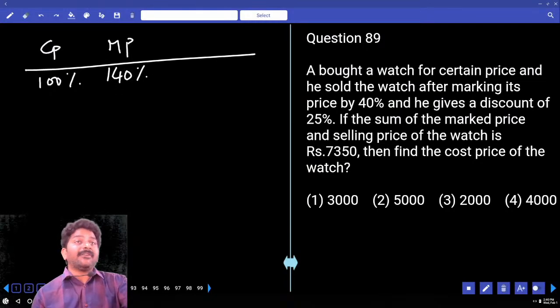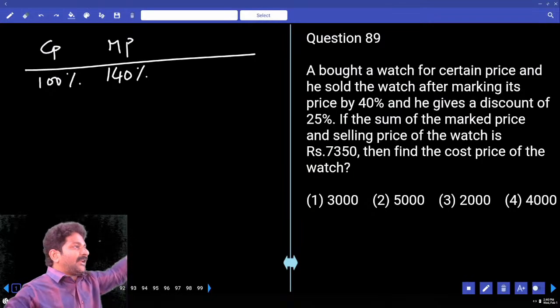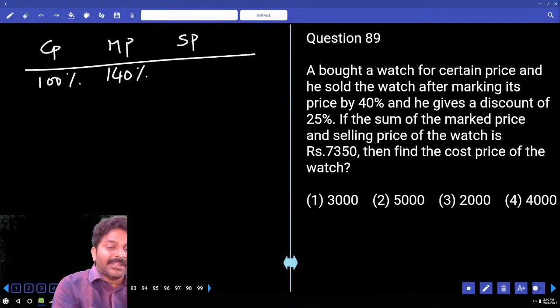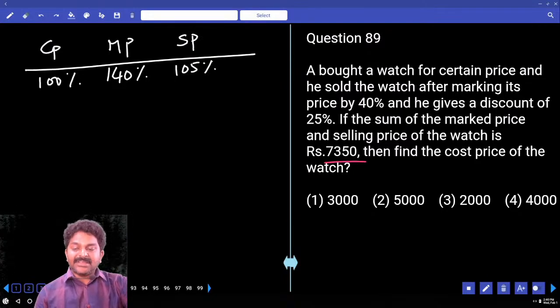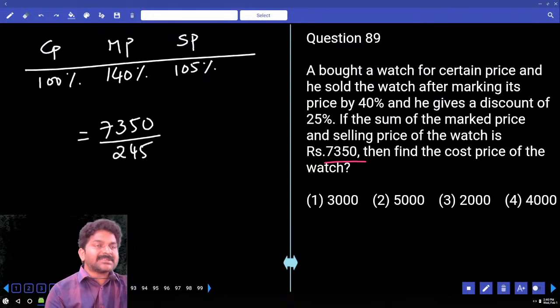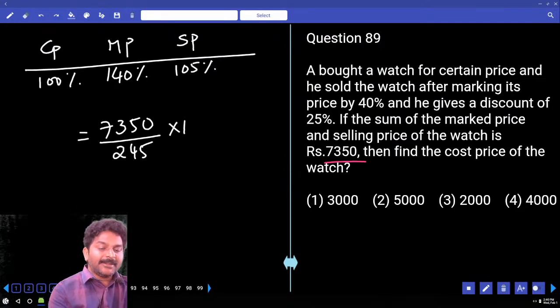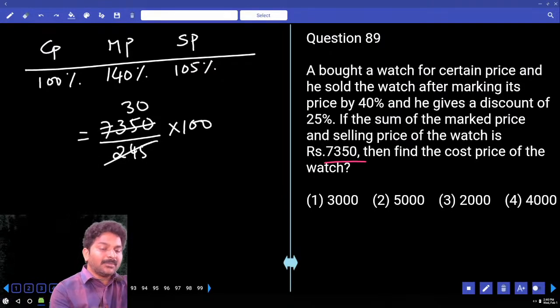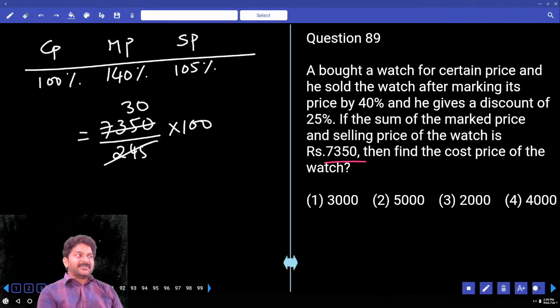And he gives a discount of 25%. 25% discount calculated on market price. How much is that? 35. Then selling price is going to be 140 minus 35, that is 105%. 7350 is sum of selling price and then market price. So 7350 is equal to 245%. 1% is 30. And we were asked to calculate cost price, 100% into 100. Is that okay? 245 3 times, 735, one more 0. 30 into 100, 3000, first option.